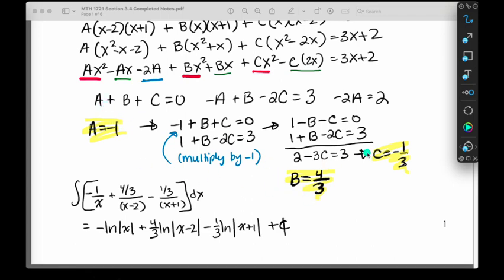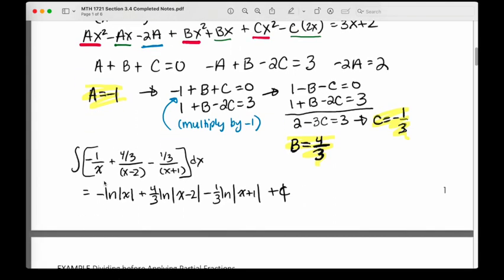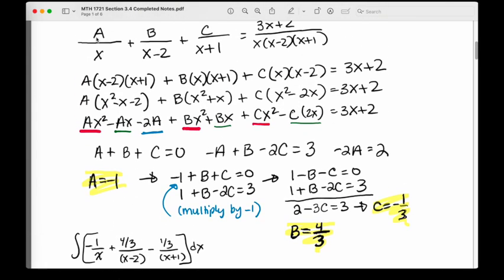Once I find my a, b, and c, I can go back up here and substitute it, and I'll get an expression that's the same or equivalent to 3x plus 2 over x times x minus 2x plus 1, but broken down into simpler fractions. And then I can rewrite that down here. So a is negative 1. So I'm going to put negative 1 here.